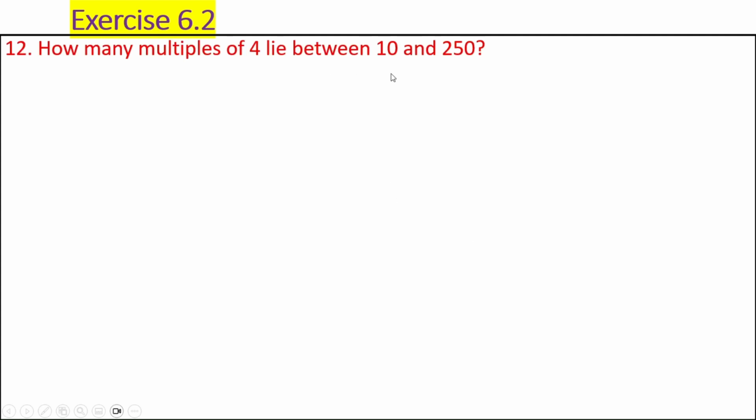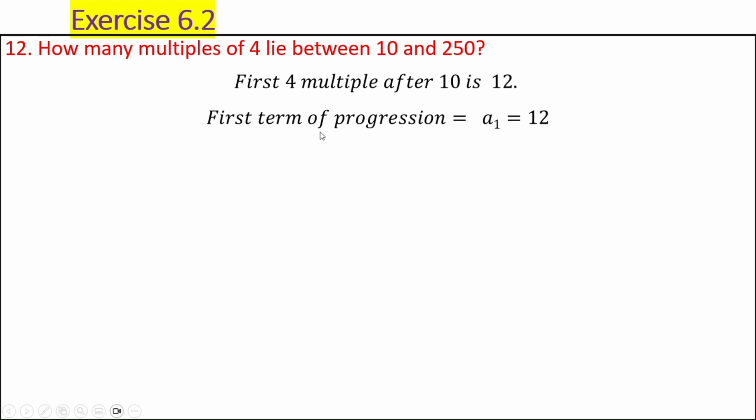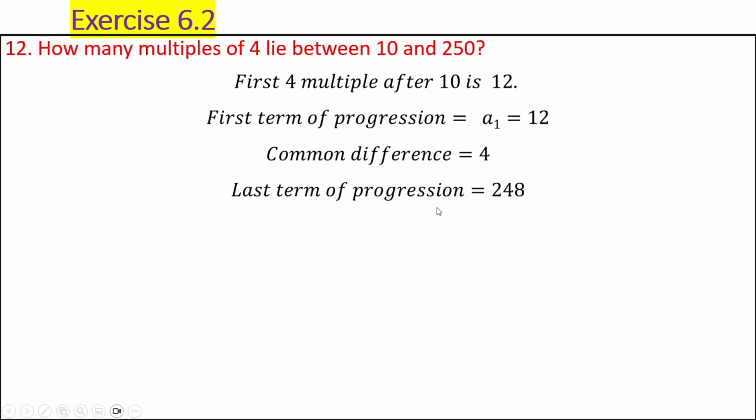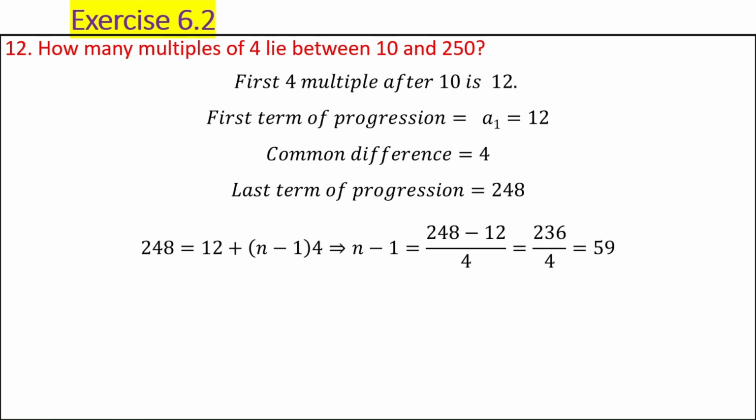How many multiples of 4 lie between 10 and 250? Same problem. The first multiple after 10 is 12, which is a multiple of 4 basically, and the first term of the progression is a1 equals 12. The common difference is 4. The last term is obviously 248. We can see easily the maximum is 250, so 248 is divisible by 4. Now we just need to find out how many multiples, right? We need to find the n value. So 248 equals 12 plus n minus 1 into 4, or n is equal to 60. There are 60 multiples of 4 between 10 and 250.